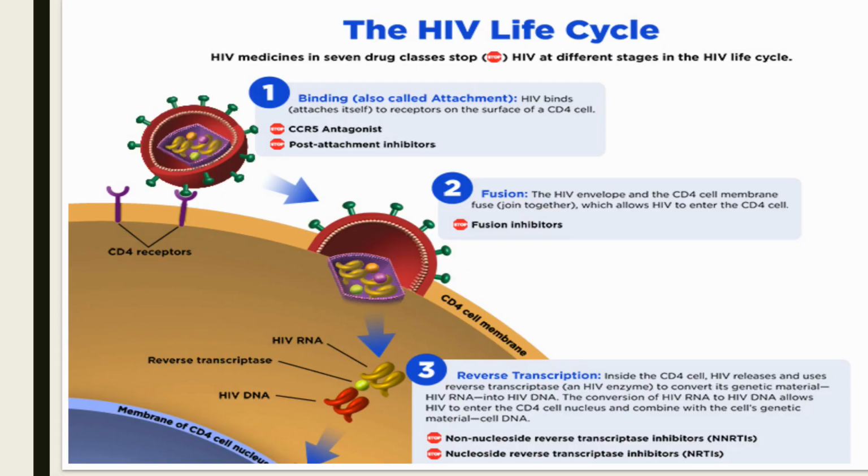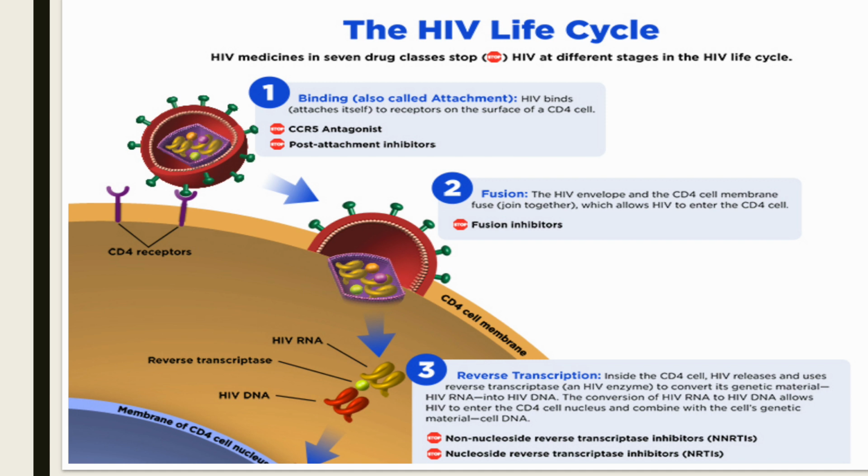As we move into the HIV life cycle, the pathogenesis of the HIV virus affects the human beings. First, binding. HIV binds to the receptors of the surface of the CD4 cell with the help of glycoprotein GP120, as we discussed earlier. Fusion. The HIV envelope and the CD4 cell membrane fuse, which allows HIV to enter the CD4 cell.